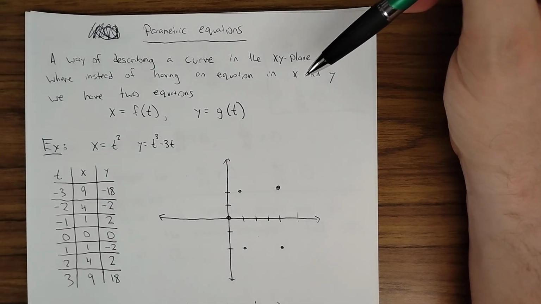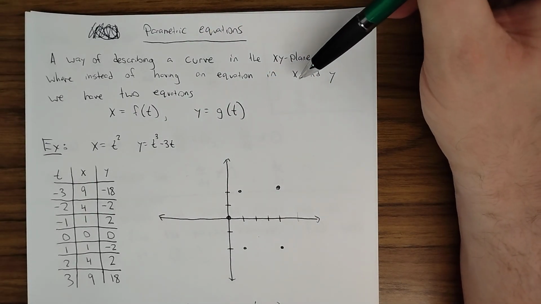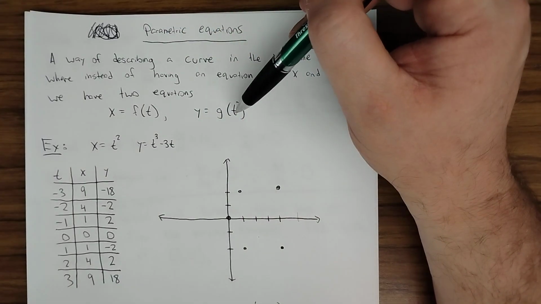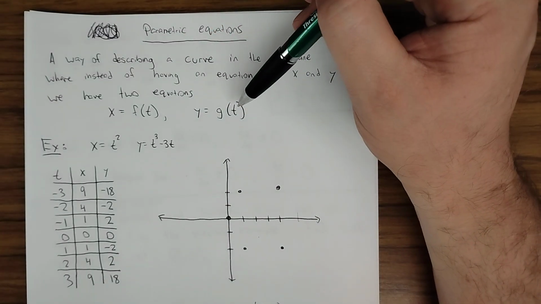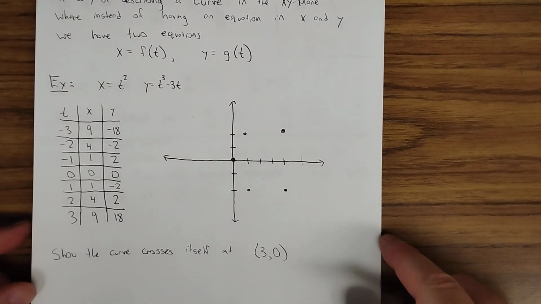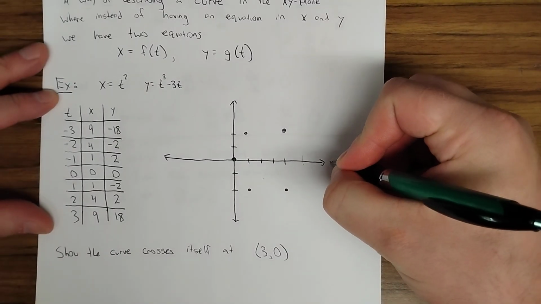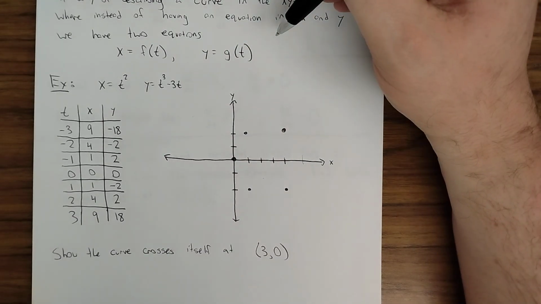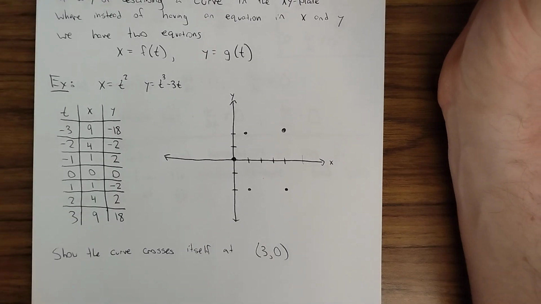The way this works is, instead of having a single equation that involves x and y, we have two equations and we have a third variable. So x is a function of t and y is a function of t. And when we graph this, there's no t in the picture. There's an x and a y-axis like normal. T is not really in the picture. T is just this hidden variable that we call the parameter.